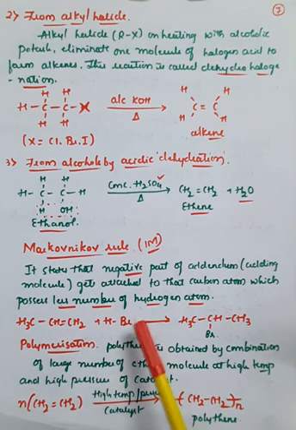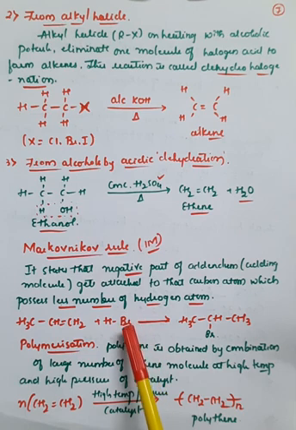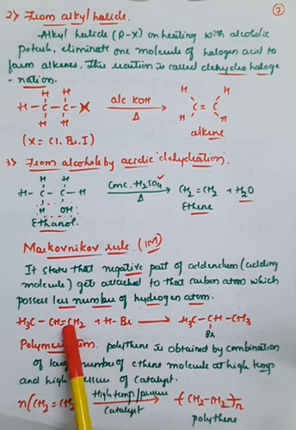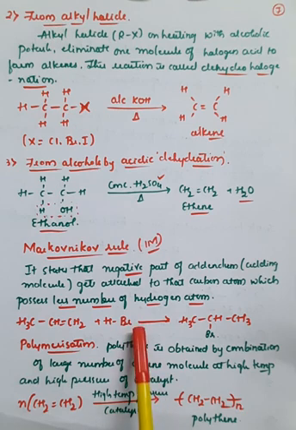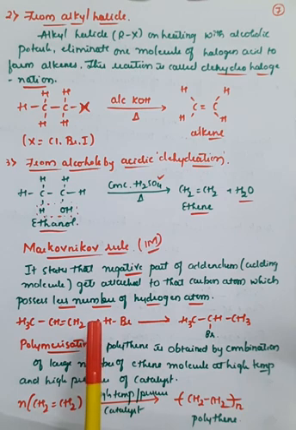Whenever there is an attachment of the negative part, here we have taken one more reagent, hydrogen bromide, hydrogen bonded with bromine. When it splits, the hydrogen and bromine convert into H plus and Br minus. Here, out of the 3 carbon atoms, the bromine will attach to that carbon atom which has fewer hydrogen atoms.